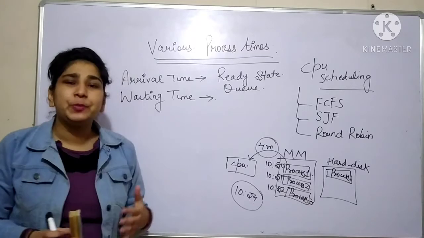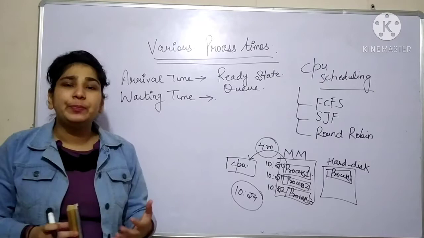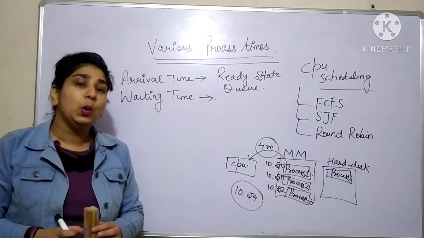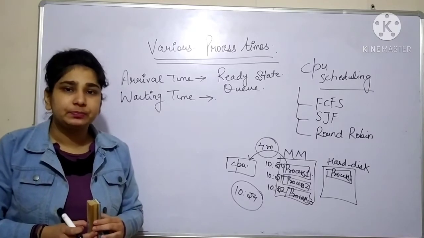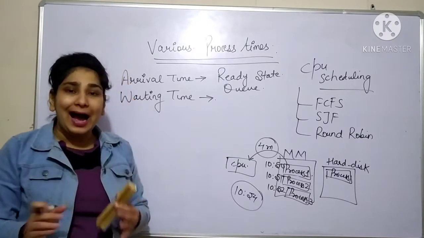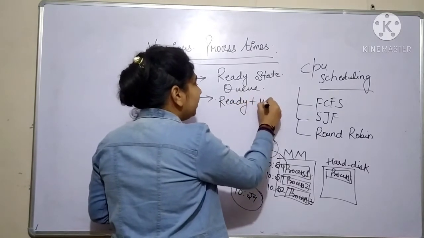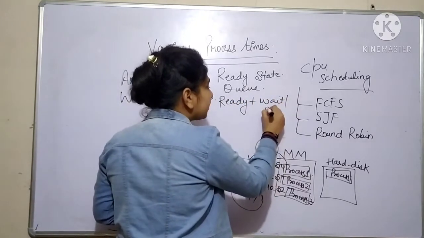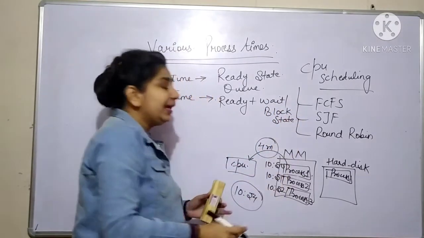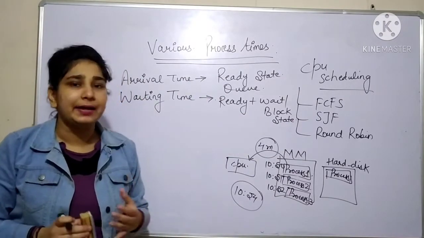When any process needs any input or output, it is going to go into the wait or block state. We discussed it in the last video. Both the times, either your process waits in the ready queue or it waits in the wait or block state, in both the cases, we will be calling it the waiting time.